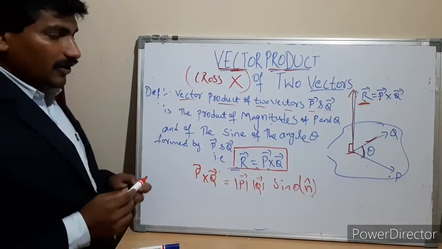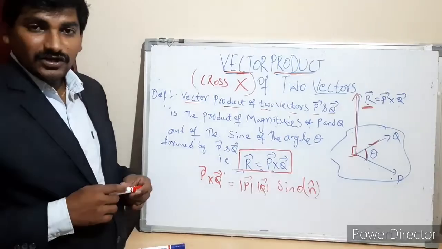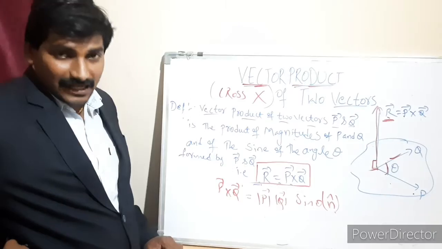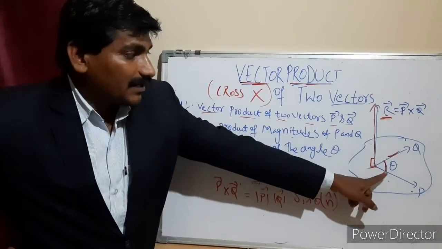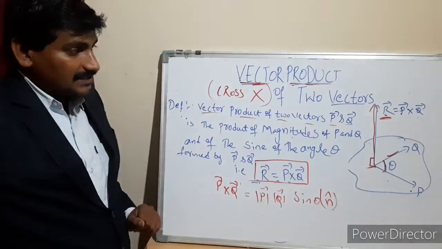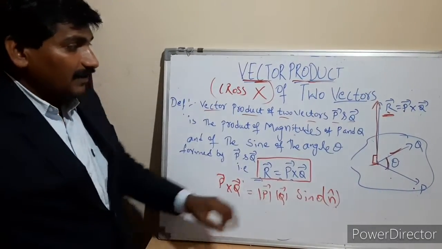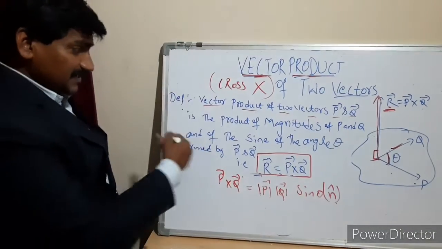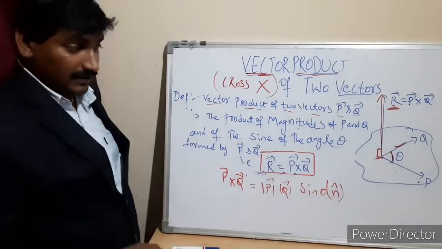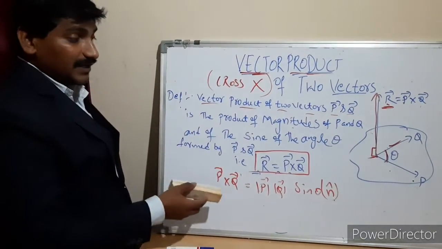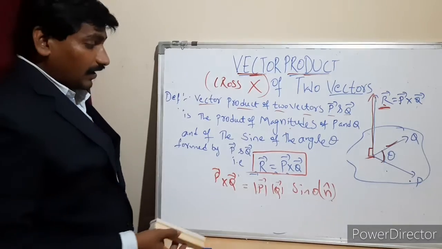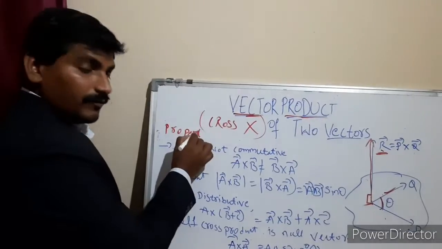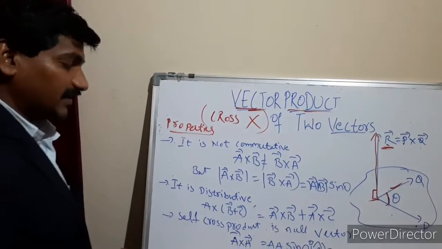So the cross product is simply the product of the magnitudes of two vectors and the sine of the angle, in the direction perpendicular to the plane of the two vectors. That means in this direction the cross product is acting. This is all about the cross product definition. Now let me tell you a few properties of the cross product, the properties of the cross product of vectors.